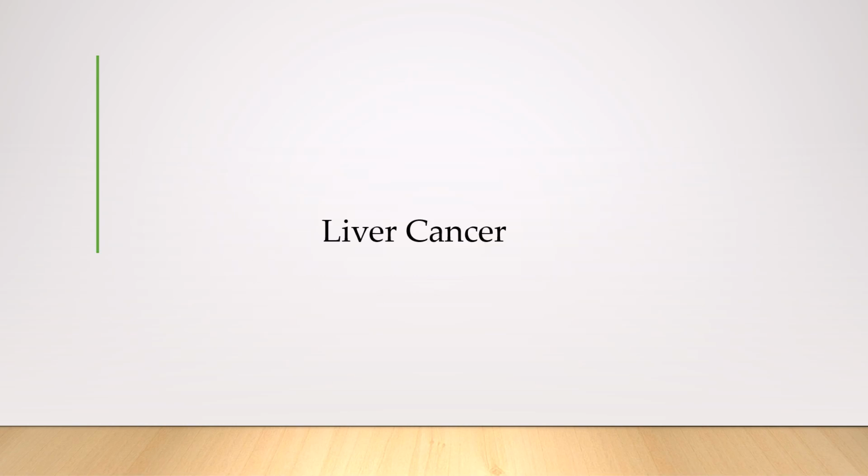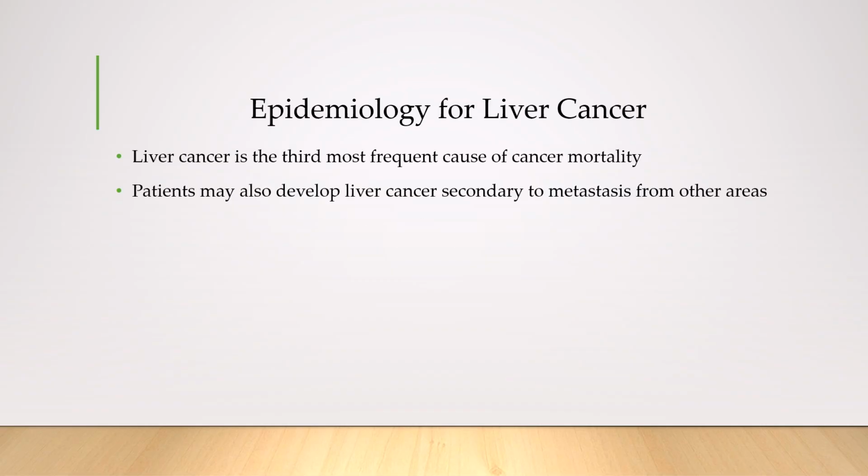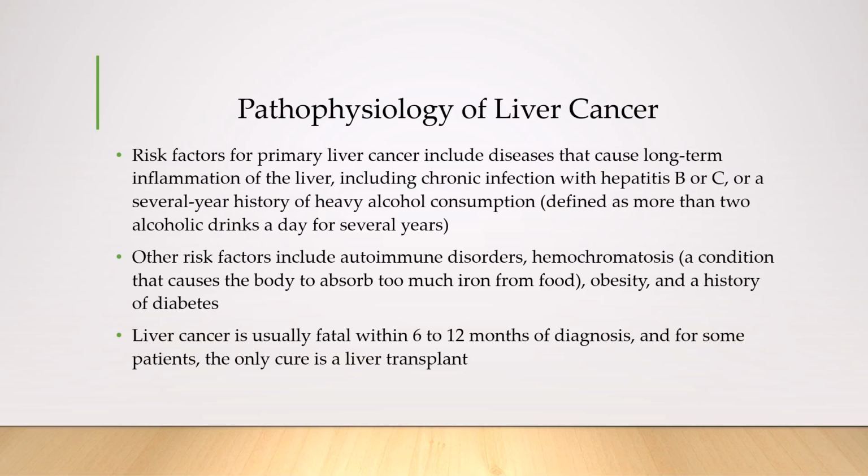So, moving on to liver cancer. The epidemiology for liver cancer is the third most frequent cause of cancer mortality. Patients may also develop liver cancer secondary to metastasis from another area of the body. The pathophysiology of liver cancer.